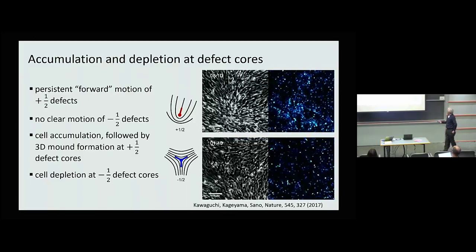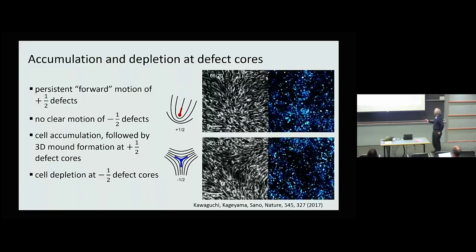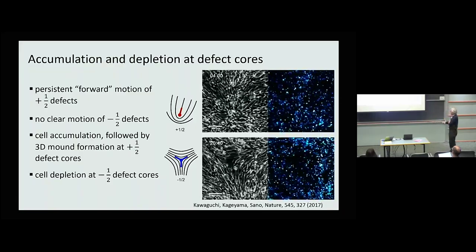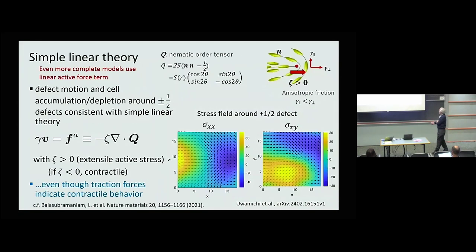The +1/2 defect moves towards the head of this comet-like structure. It's consistent with the prediction of the linear active force theory. The -1/2 topological defect doesn't move due to the symmetry. Qualitatively, we explain this behavior by using a simple linear theory. Simple linear theory means the active force is proportional to the stress, the spatial derivative or divergence of the nematic order tensor Q.